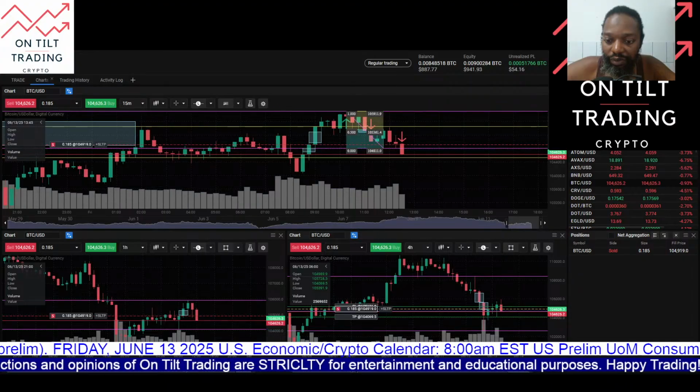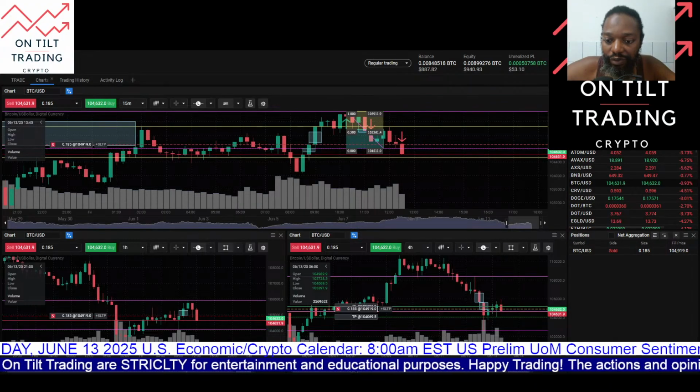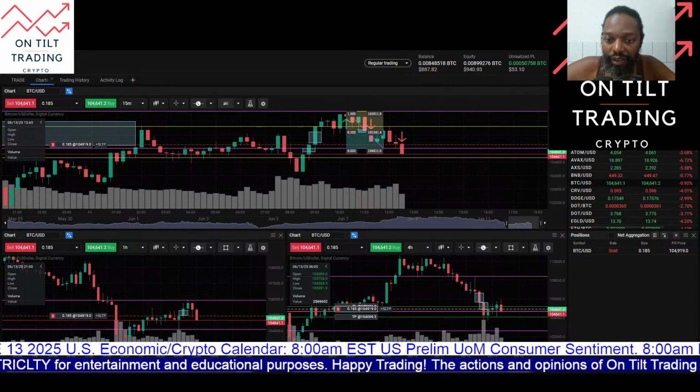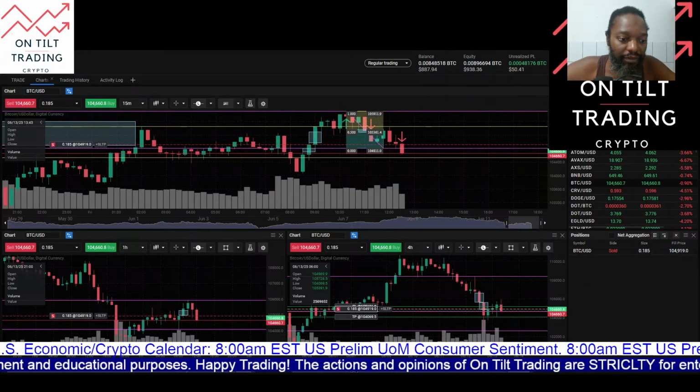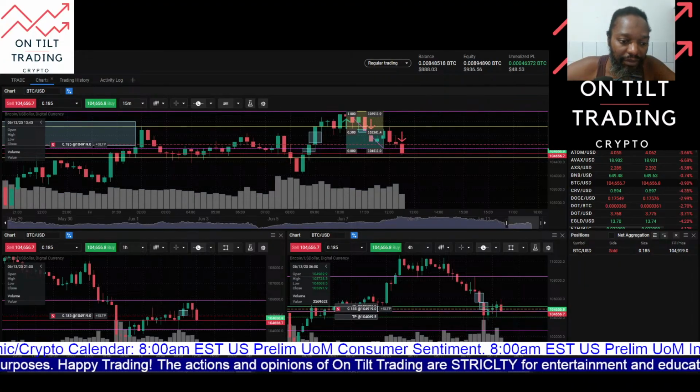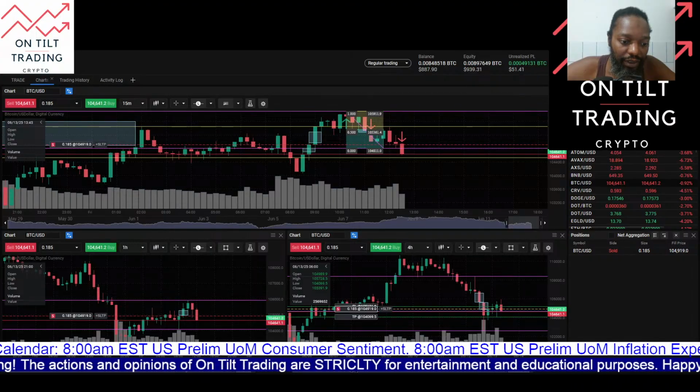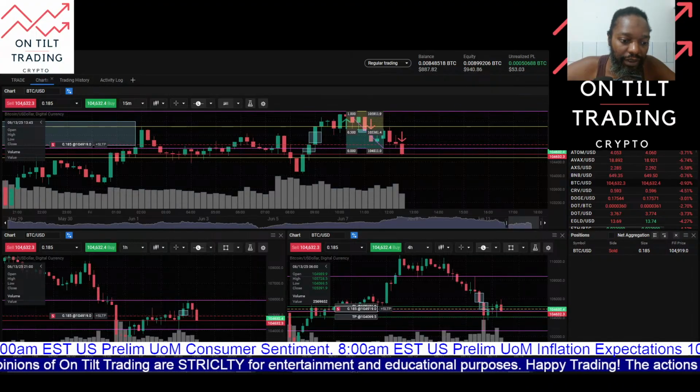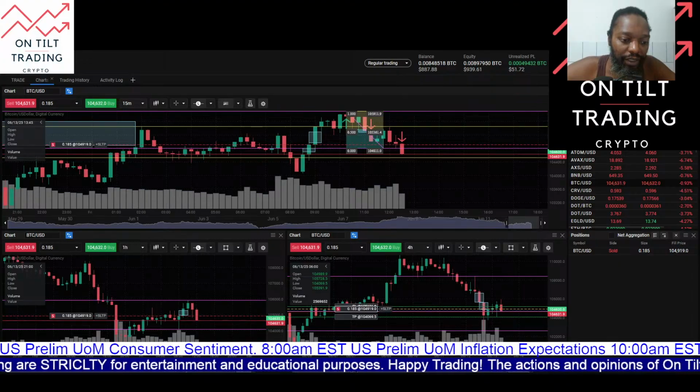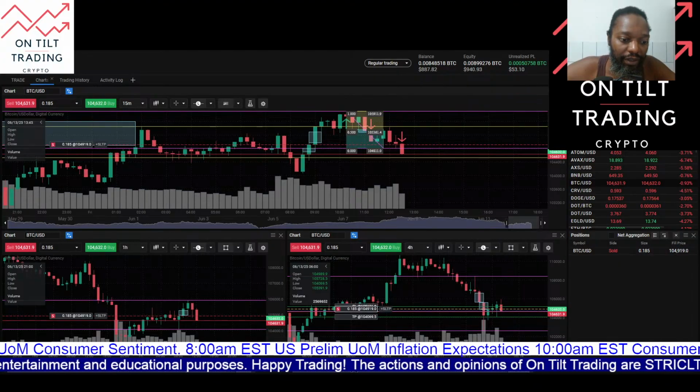So there's going to be liquidity. There's going to be sell side liquidity for anyone who went long in this candle. Same thing here on the 60-minute. There's going to be sell side liquidity for any buyers who went long here in this area.